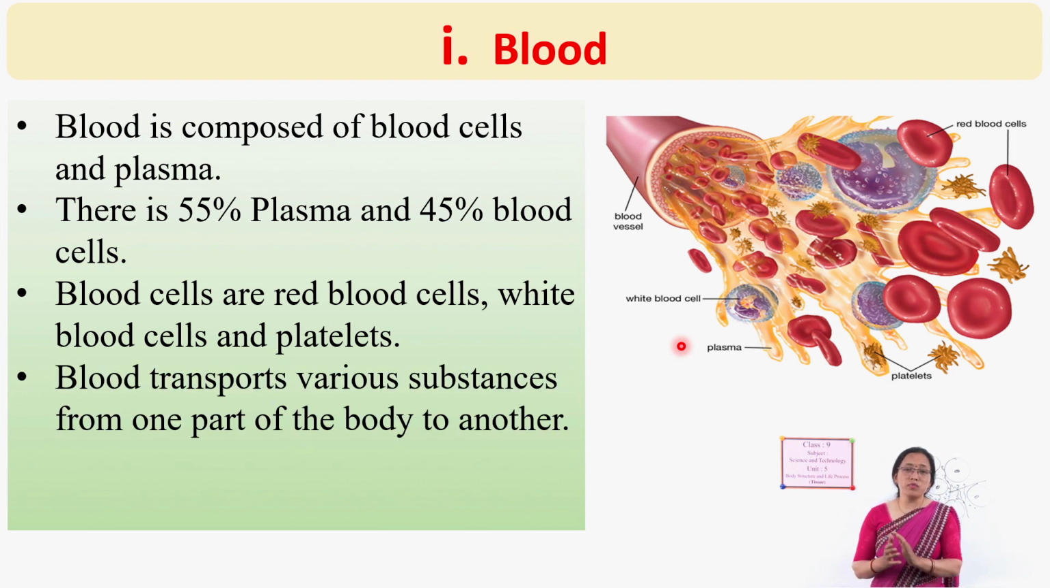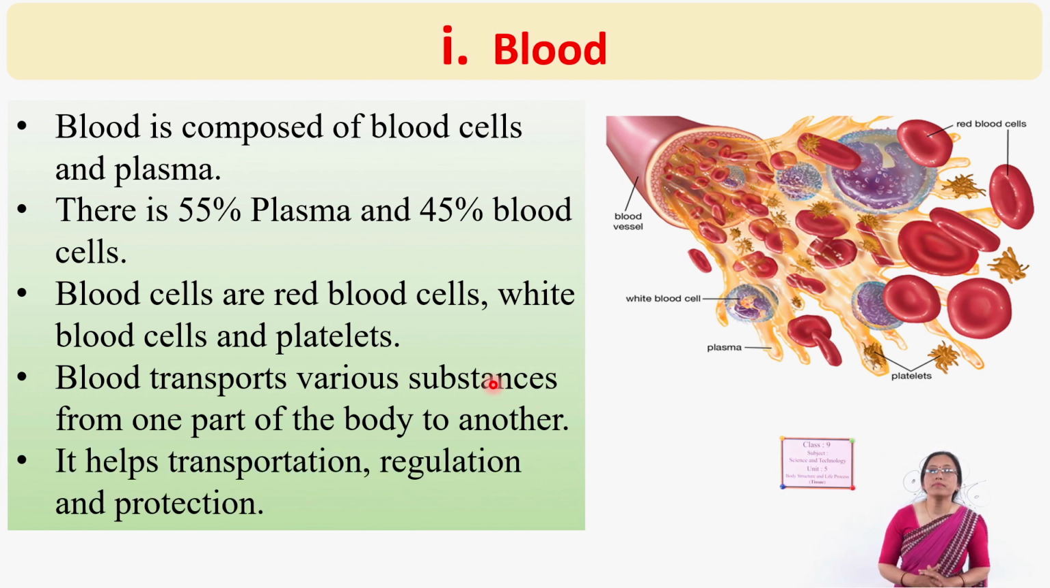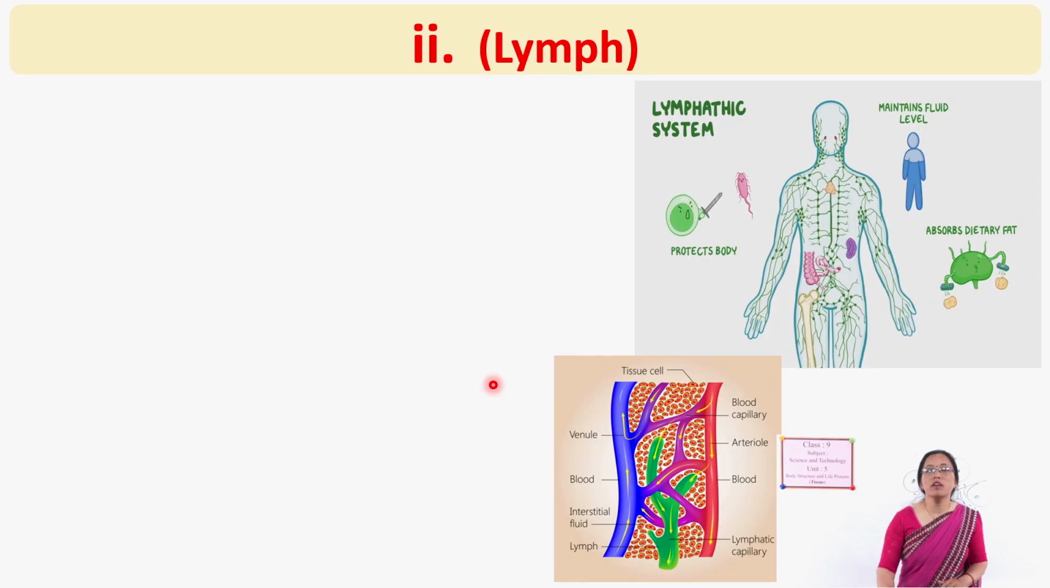And they have various functions. We can study more about this blood in the next chapter, that is the circulatory system, but here we discuss only how blood works, what its functions are, how it connects, that's all. So blood transports various substances from one part of the body to another part of the body, already we have discussed, and this blood also helps to maintain the body temperature. It also regulates our different activities. Also it protects from different kinds of germs and diseases. So these are some of the functions of blood.